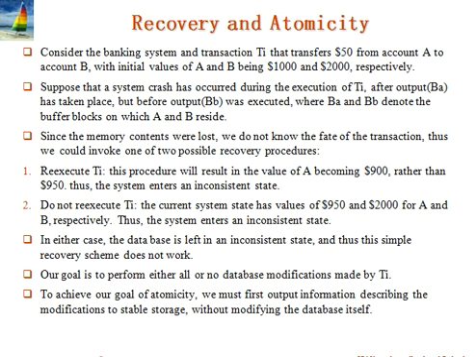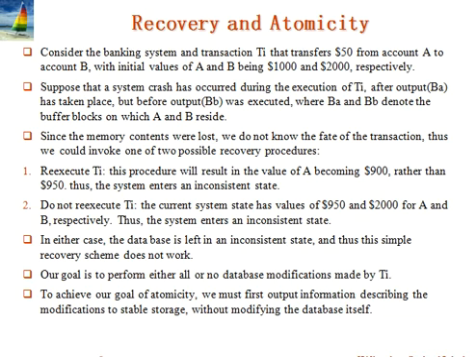So the first one is re-execute TI. If you are re-executing the TI transaction, what is going to happen? This procedure will result in the value of A becoming $900. Previously it was $950 in A, and now another $50 is deducted, so the value of A becomes $900 rather than $950. Thus the system enters an inconsistent state.